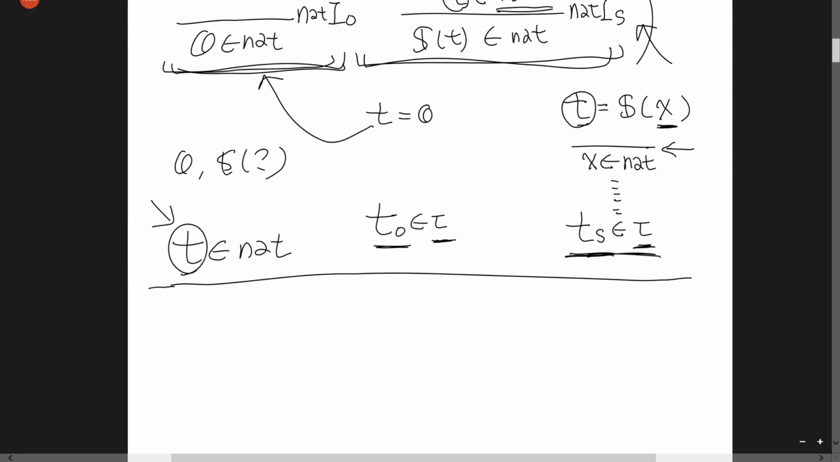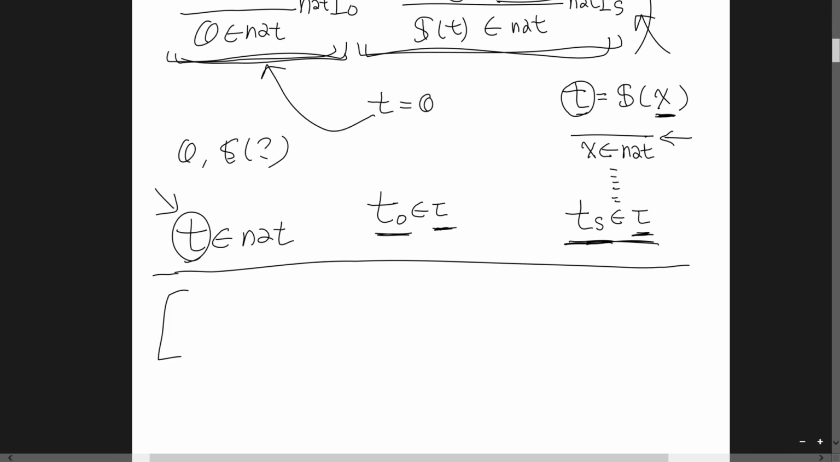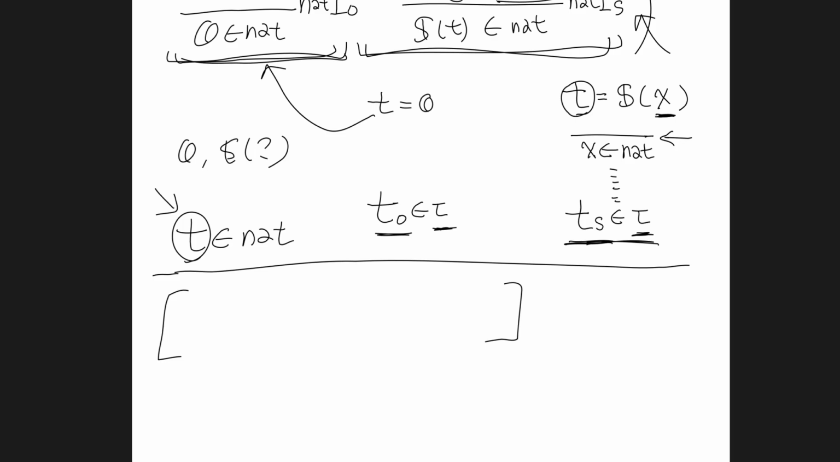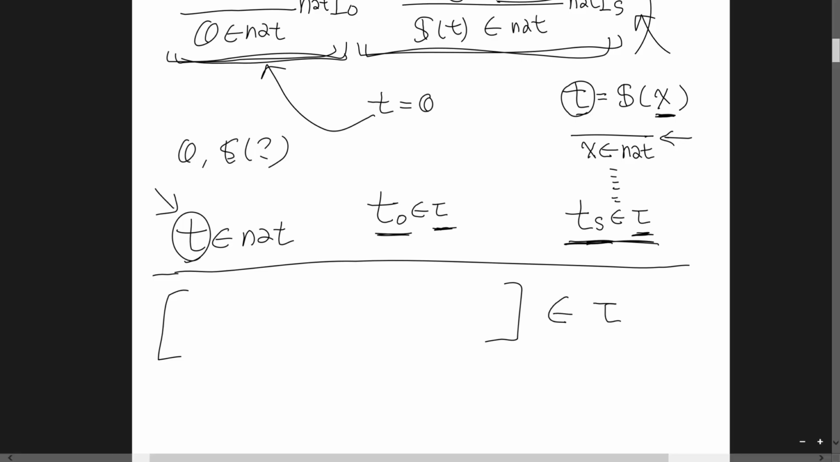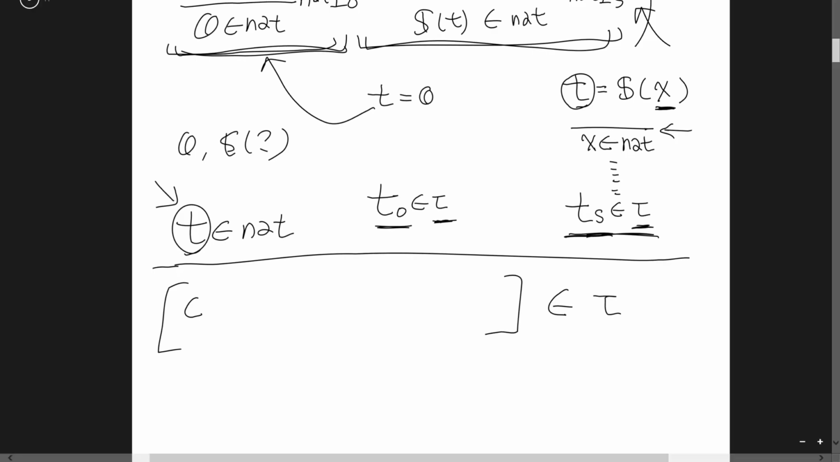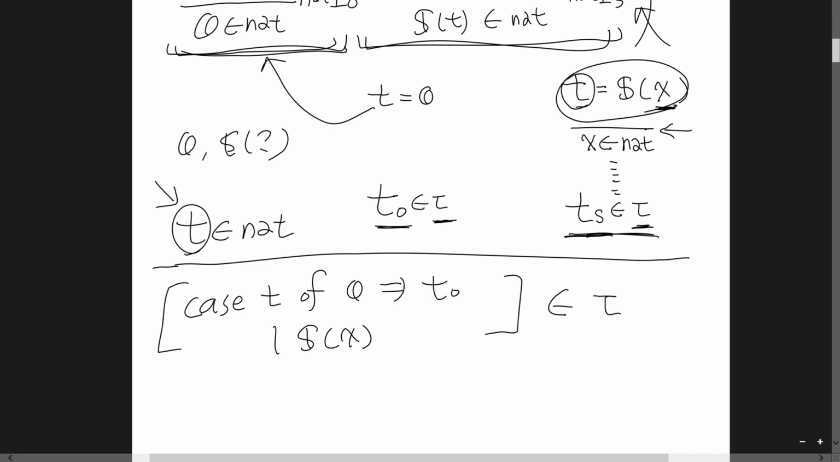And finally, we can devise a new form of a term to collect all these things in the premise. And it's going to have a data type tau. We'd like to use the same syntax, a case construct. If term t is 0, then we take t0. Or if it is a successor of x, as indicated here, then we take this term ts. So this is the nat elimination rule.